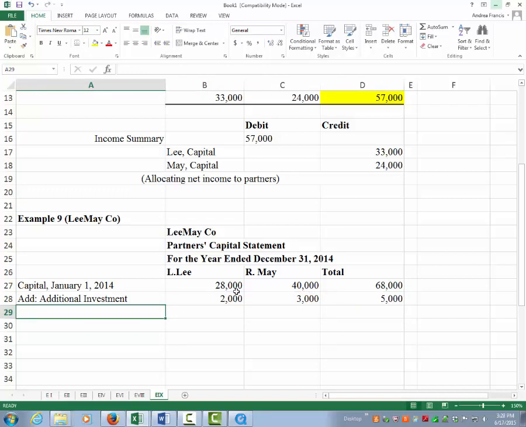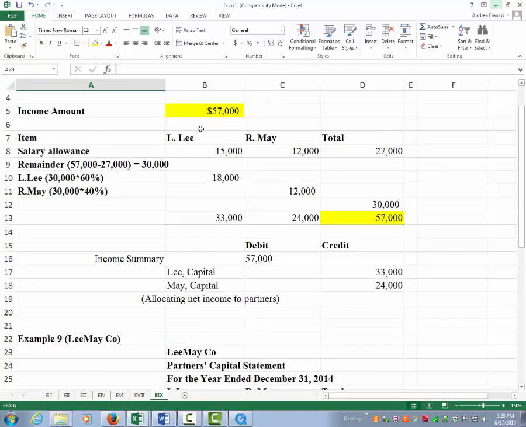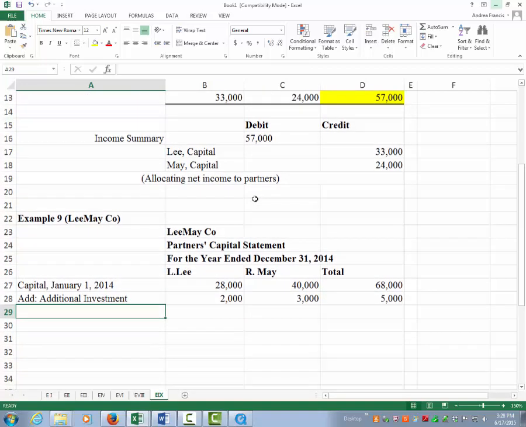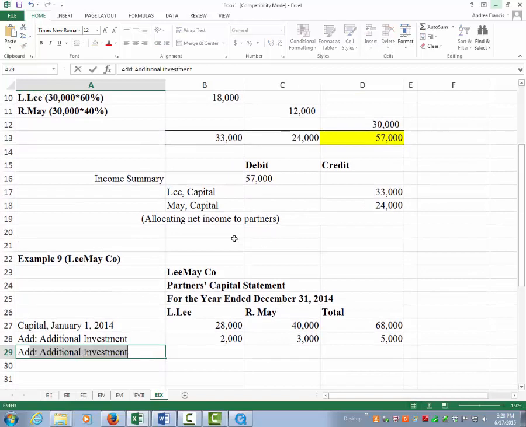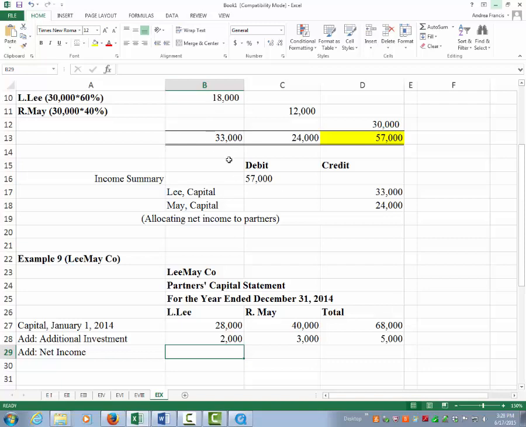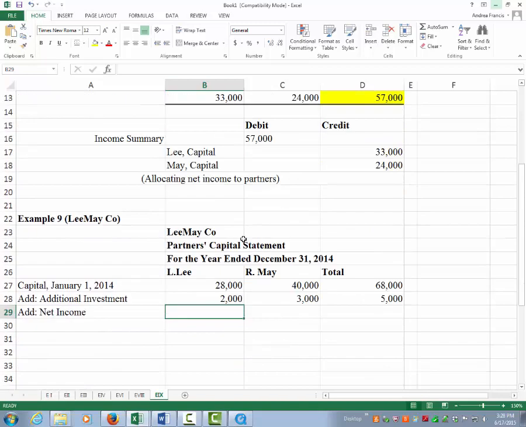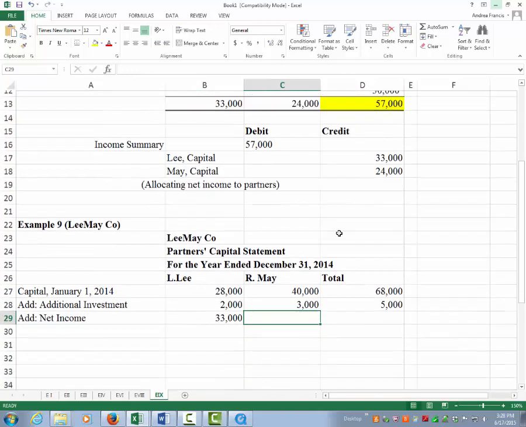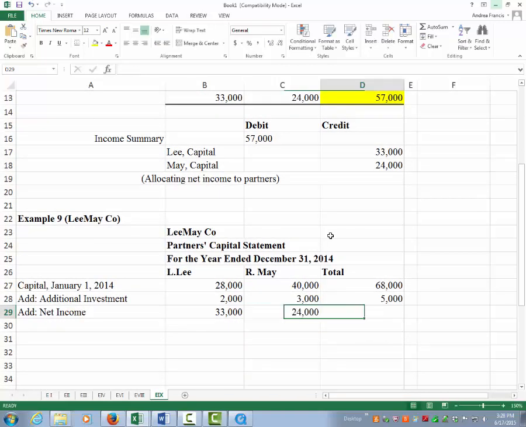We also need to add any net income or net loss. Again, you may recall from the previous question that there was an income amount of 57,000. So that amount gets added in, but not just 50/50. Remember, we have already allocated partners' income. So what we do is we take Lee's 33,000 allocation and we include that, and then we also include May's 24,000 allocation of net income. Together they should make up the 57,000 net income.